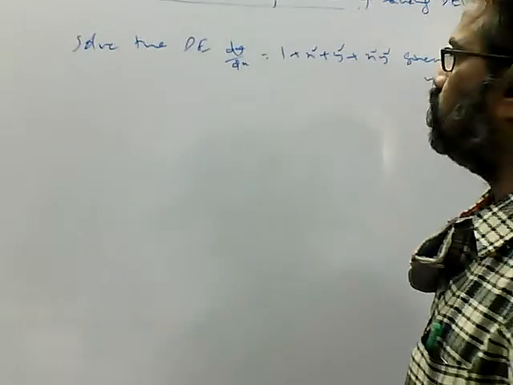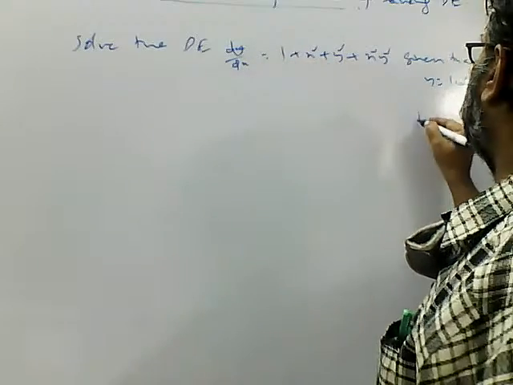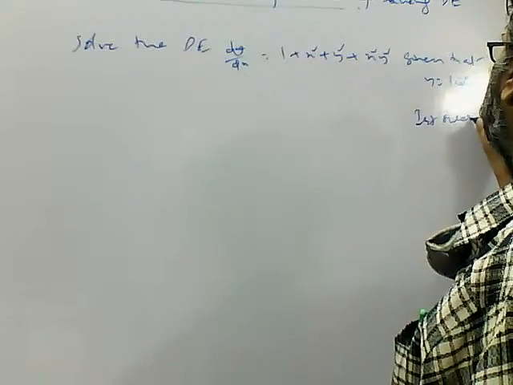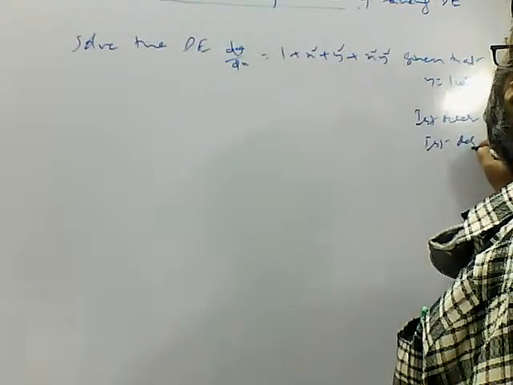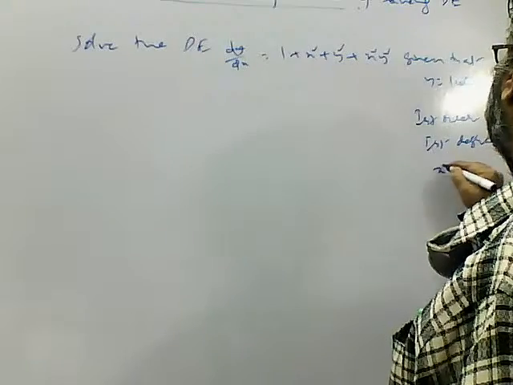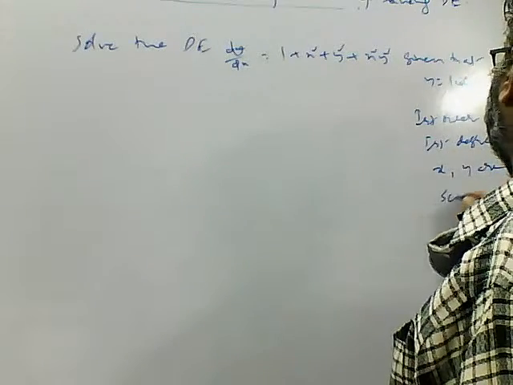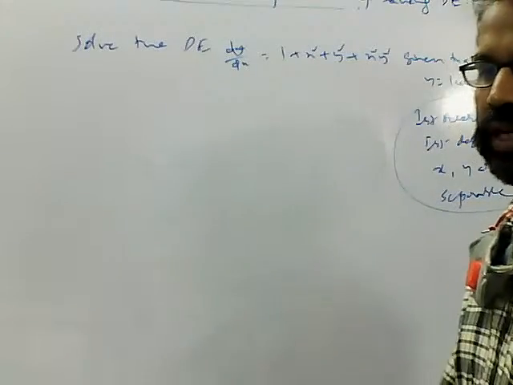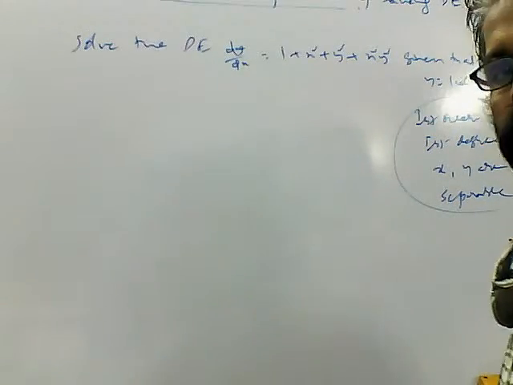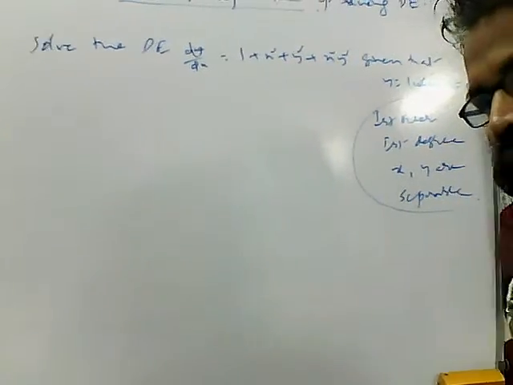Okay, now see this question: first order, first degree, and x and y are separable. So this comes under variable separable method, this is the clue for this. Okay, right? So in this case, what do we proceed with?